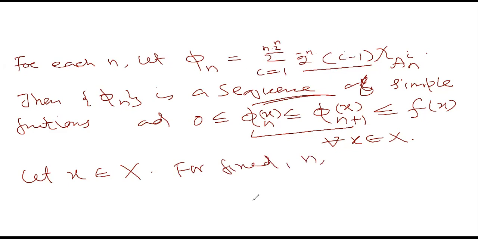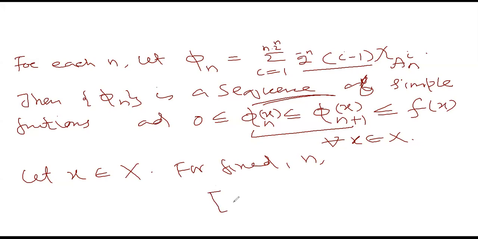For i equal to 1, we have these intervals actually, because this (i minus 1) times 2 power minus n is less or equal to f(x), and f(x) is less than i times 2 power minus n. On this side it's closed. So we have these intervals where f(x) lies, for x belonging to A(n,i).